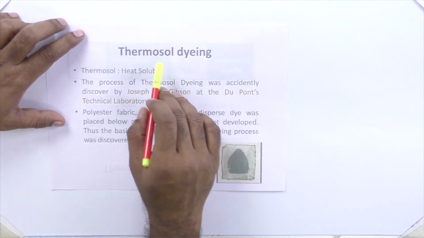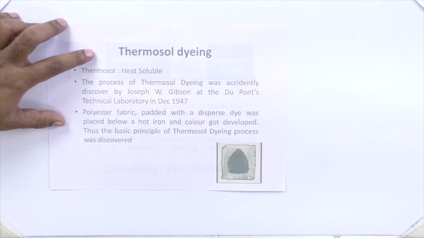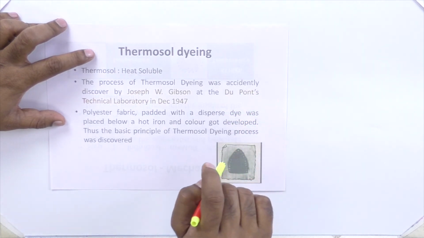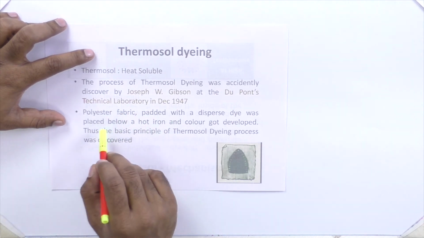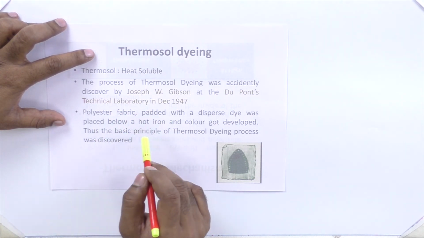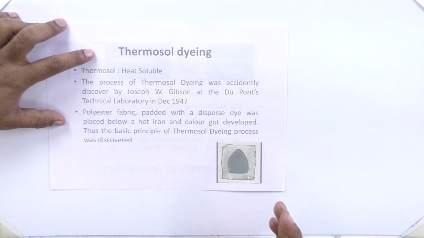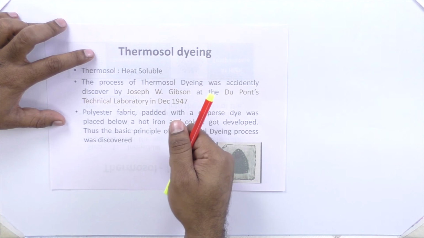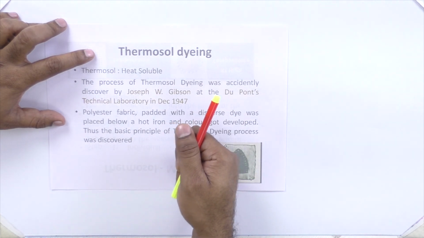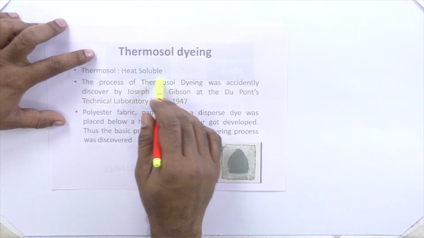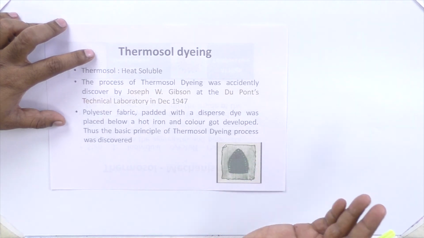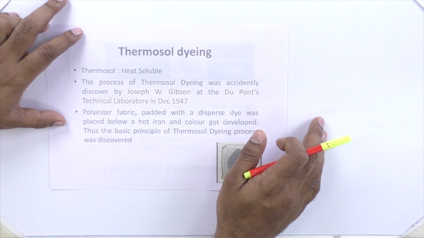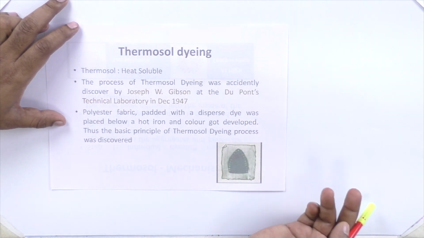And thermosol is another important class of dyeing methods. It was developed by the DuPont company. The polyester is padded with the dispersed dyes, and then you have to heat the polyester fabric. Due to the temperature the dispersed dyes penetrate and the color gets developed. So this is the thermosol dyeing method. That means we pad the dispersed dyes on polyester fabric and then heat it, either a hot roll or some curing, we have to do it.